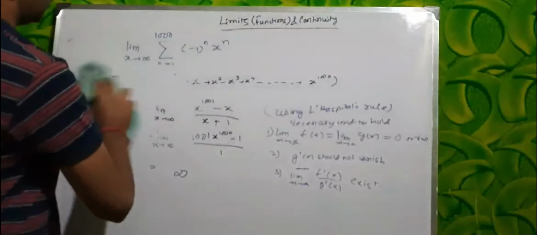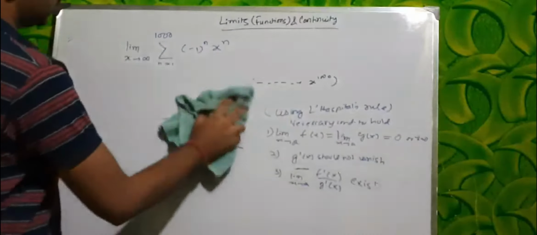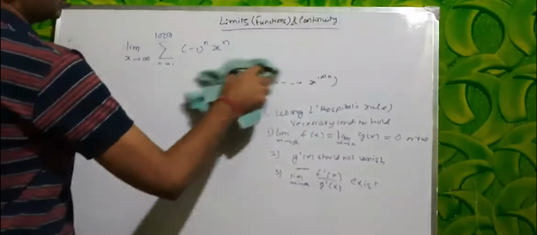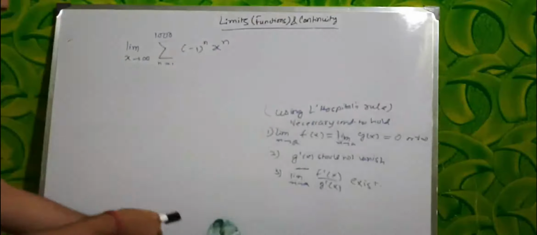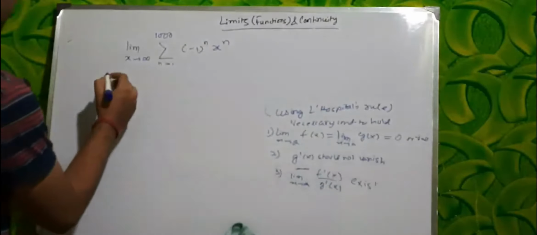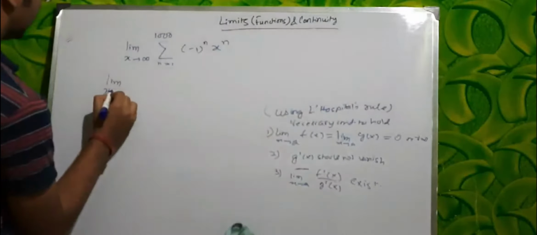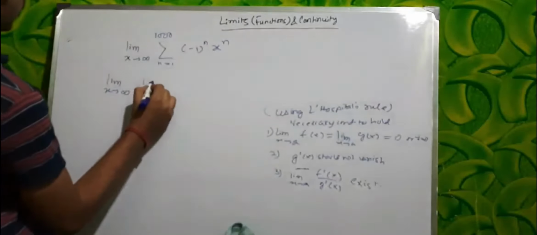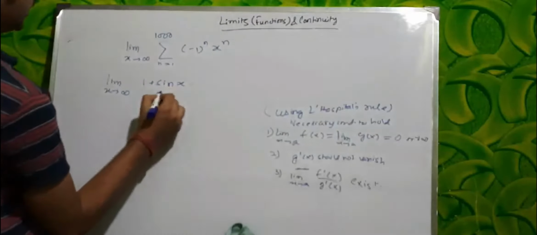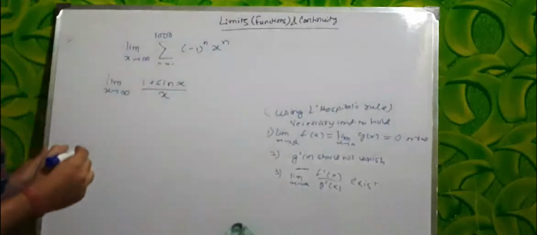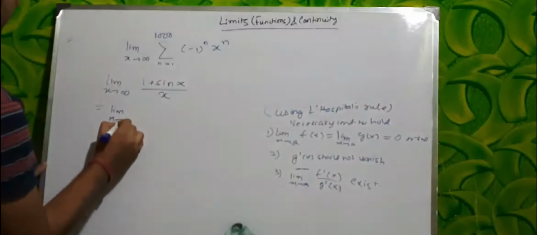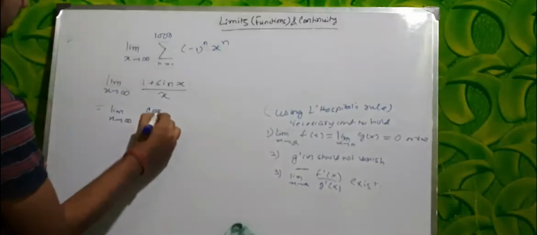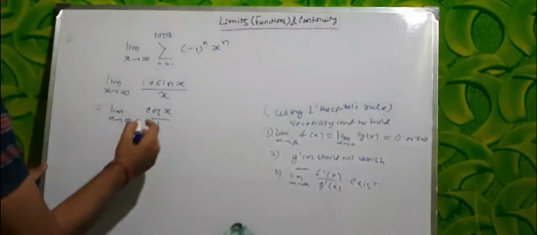Now what I am trying to make you understand about L'Hopital's is, suppose there is a function like this: limit x tends to infinity, (1 plus sine of x) by x. Now apply L'Hopital's rule here. So what do we get? Differentiating, that is cos x over 1.